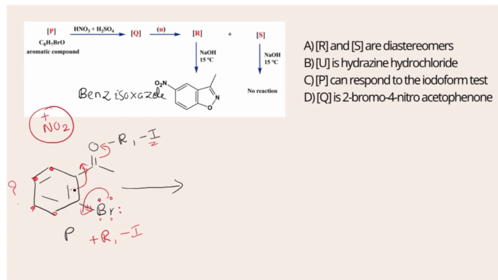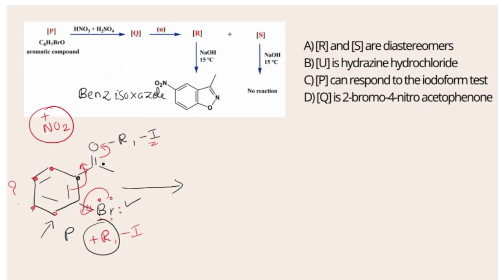It donates electrons through resonance, making benzene electron rich. That means what? Between the ketone and bromine, bromine is the one which is activating the benzene ring through +R. That means the bromine is directing the nitro group to the ortho position. Ortho position is this and this with respect to bromine.